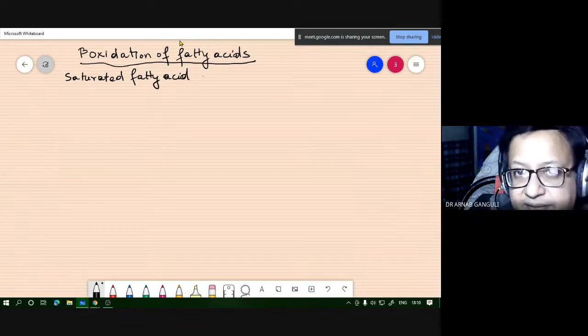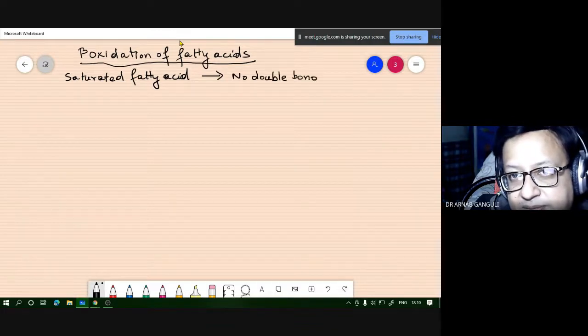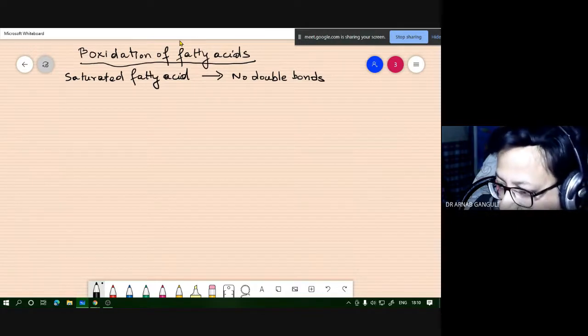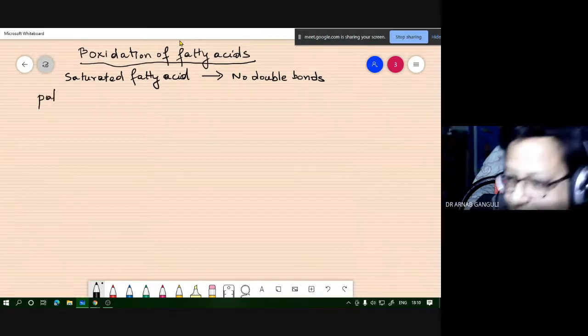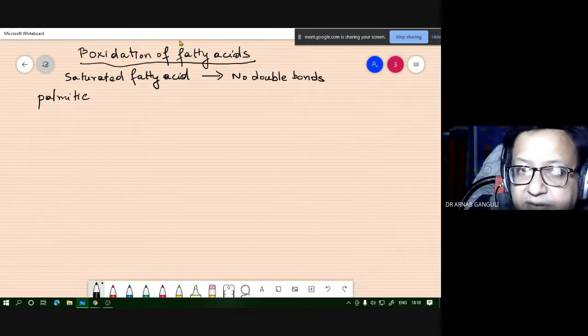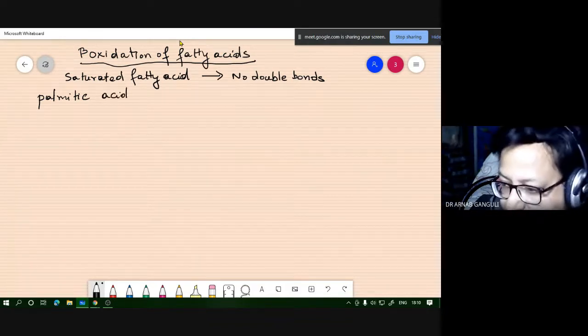A saturated fatty acid has no double bonds. A double bond is an unsaturation. One of the famous saturated fatty acids which comes in the exam is palmitic acid. Please interrupt me if you are unable to understand something. This is the palmitic acid.